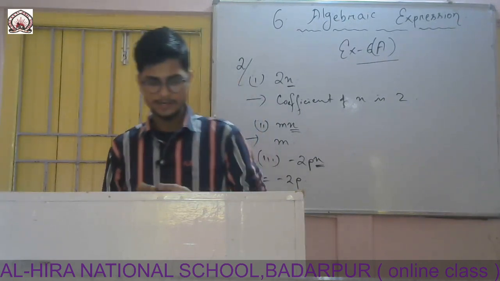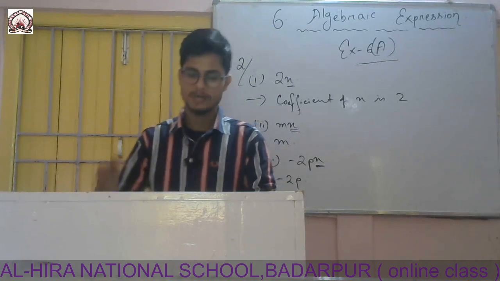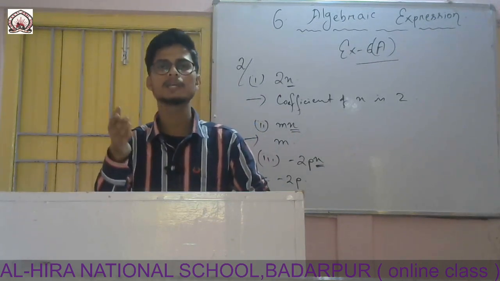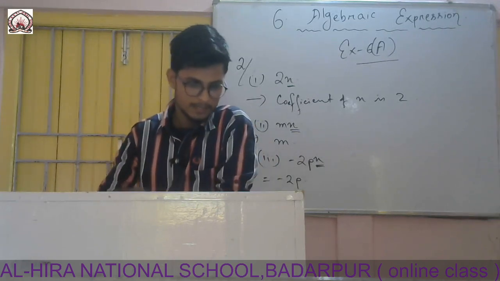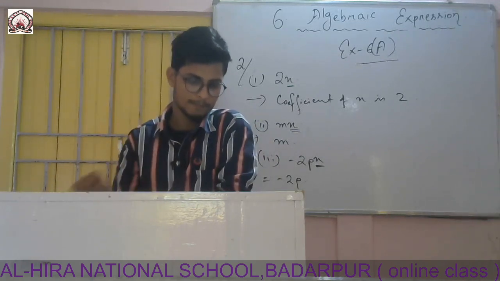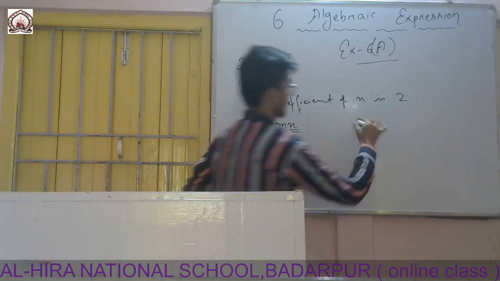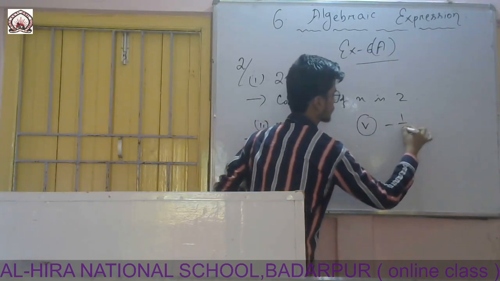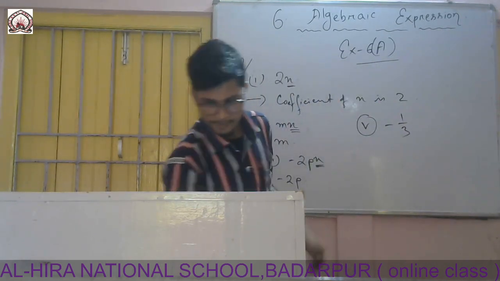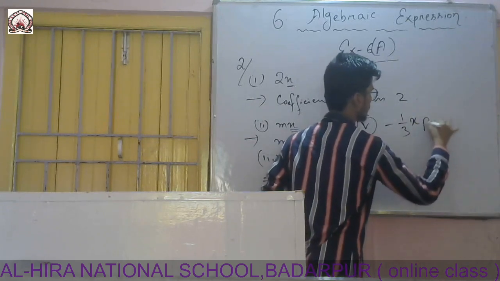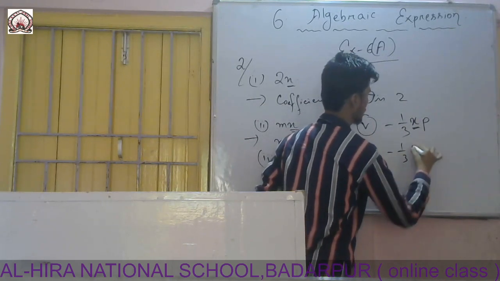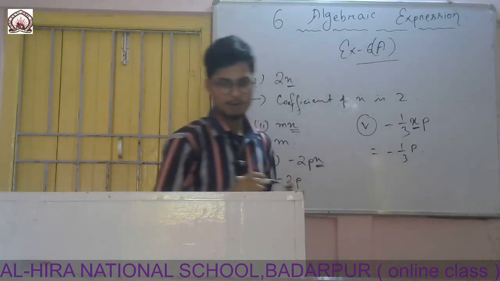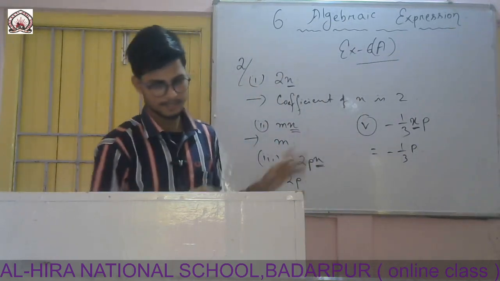Then Roman number 4, 3x y square. After leaving x, only 3 and y square left. So this is the answer. Then Roman number 5, minus 1 by 3 xp. After leaving x, only minus 1 by 3 and p left. So this is the coefficient of x in this case.